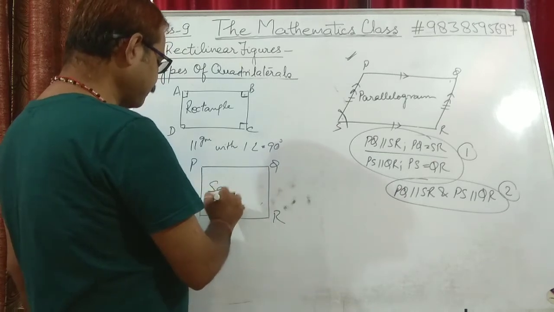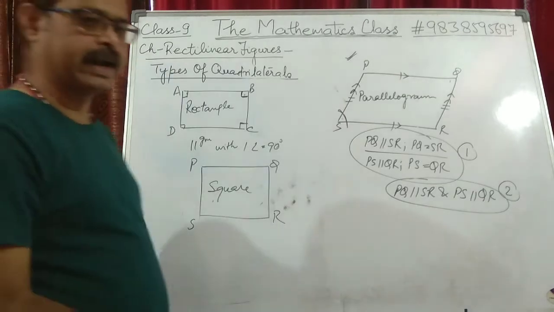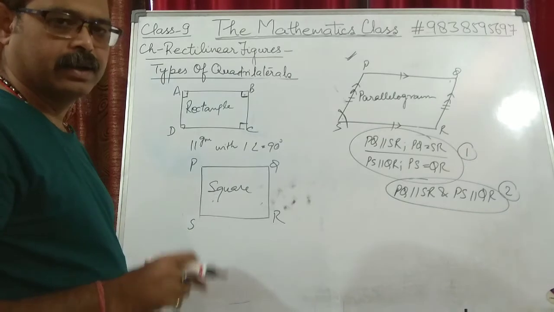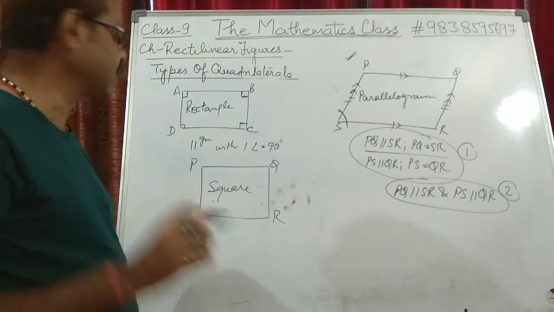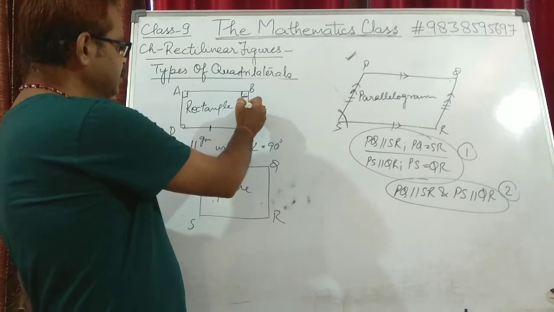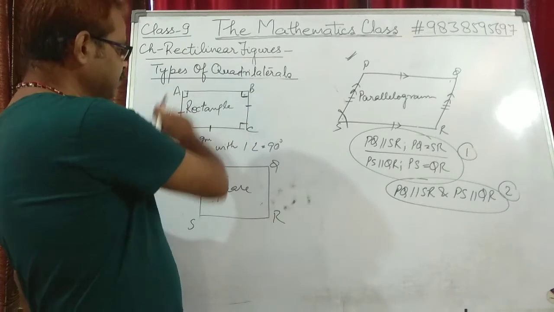PQRS is a square. Now what is a square? A square can be defined on the basis of a rectangle. Now in a rectangle, if adjacent sides are equal, suppose I say DC is equal to BC as well as DC is equal to AD. So it means all the sides will become equal.